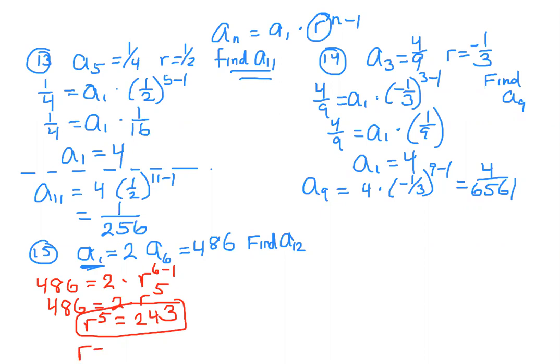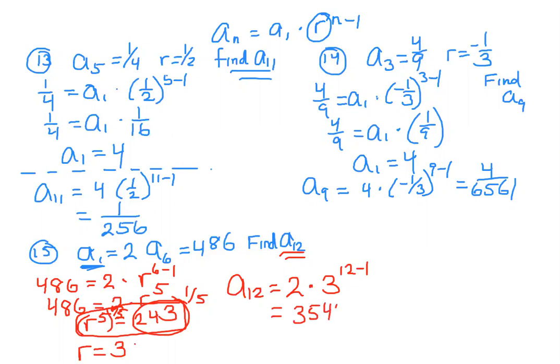And you have to do this problem somehow to find what r is. R is 3. You can take 243 in your calculator and take it to the 1/5 to find what this is. Because if you take this to the 1/5, you get r to the 1st power. That's our first step. Now we can go ahead and find a12 by saying a1 times r to the 12 minus 1, and that is 354,294.